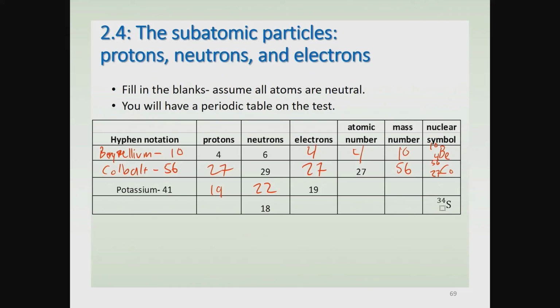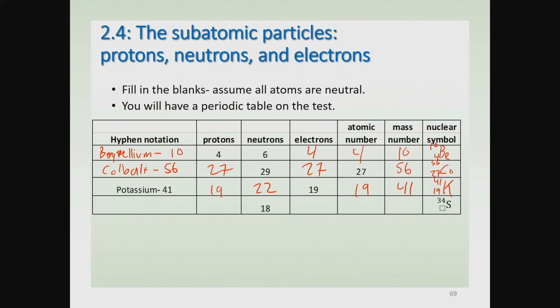Now, what is the atomic number? The atomic number is just equal to the number of protons, so the atomic number is going to be 19. The neutrons are 22, so the mass number is 19 plus 22, which is 41, which we already knew from hyphen notation. And then what is the nuclear symbol? It's just the symbol for the element, which is potassium, K. The atomic number is 19, and the mass number is 41.